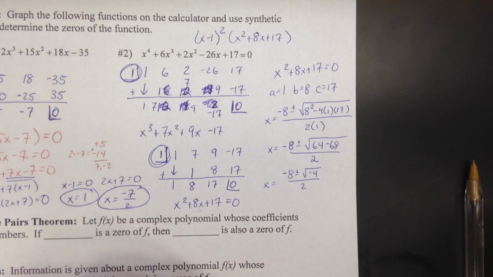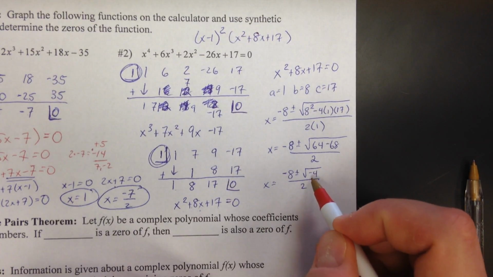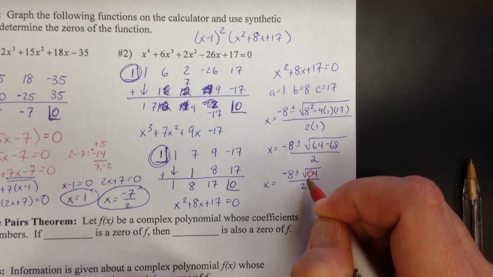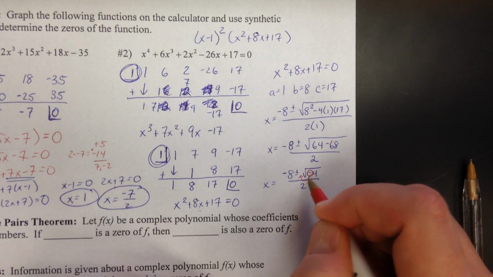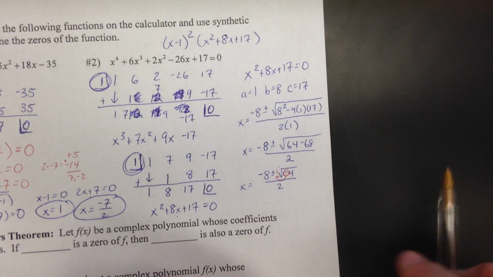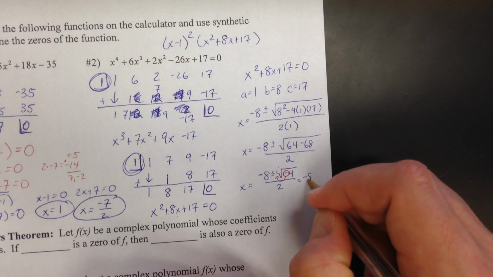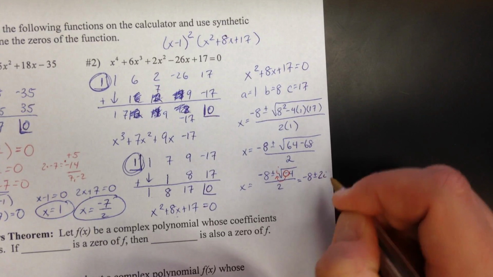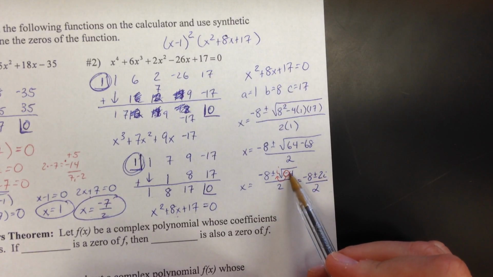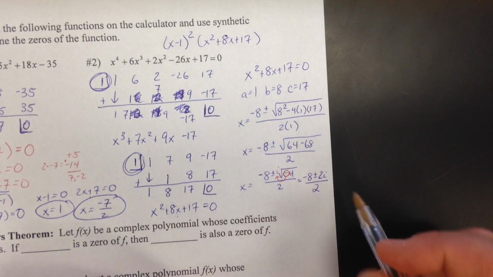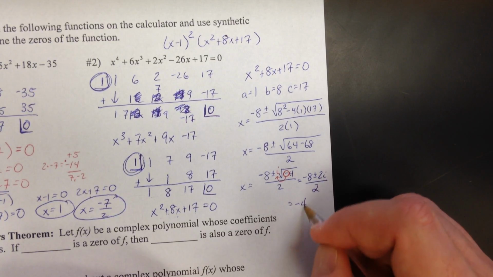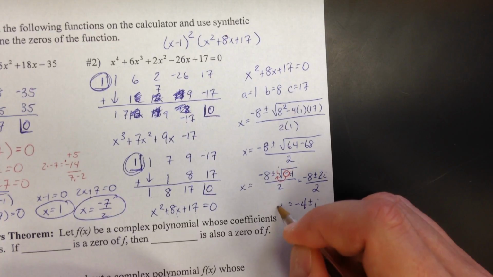Now what happens, that's not a real value. What I have to do is I have to pull out my i. The square root of negative 1 is i. Now the square root of 4 is 2. So I've got negative 8 plus or minus 2i over 2. There's no more radical because the square root of 4 is a perfect square. Last thing, I can divide each of these by 2, so I get negative 4 plus or minus i.